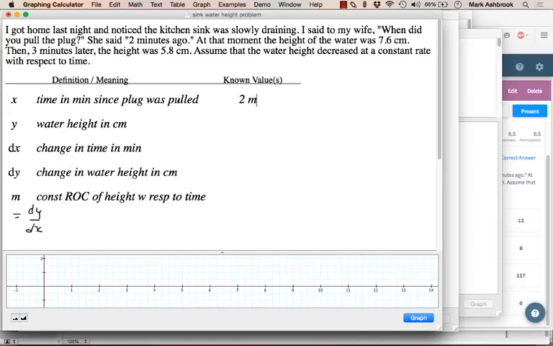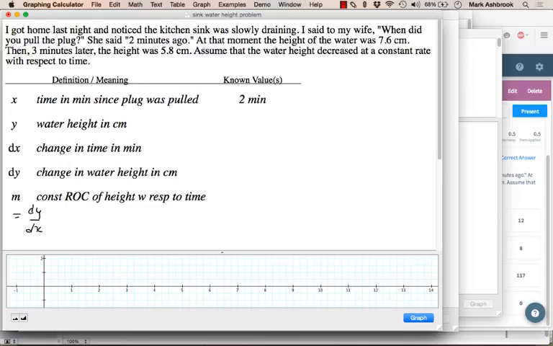Aiden? The other one is 5 minutes. It's 2 minutes and 5 minutes. So what's the 3 minutes, Aiden? That's the difference between 5 minutes and 2 minutes. Okay. So they gave us the number 3 minutes. What variable is that a value of? Yeah. That's a dx.